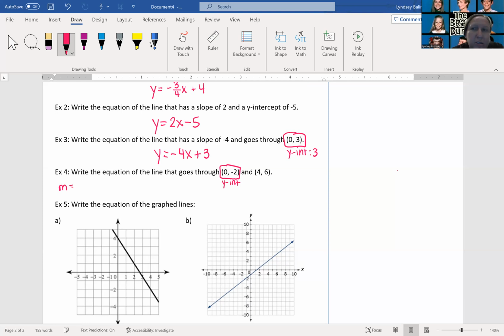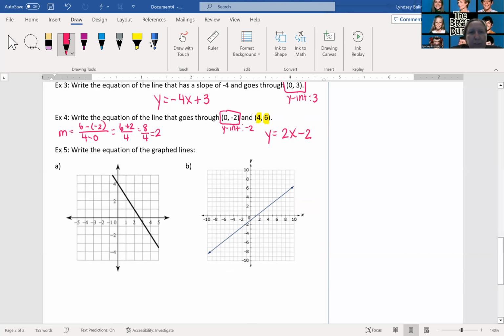In order to find the slope, we're going to do y minus y over x minus x. I think it's easier, maybe you disagree, but I'm going to do 6 minus -2. I started with this y, so I'm going to start with that x. So 6 minus -2 over 4 minus 0. This turns into 6 plus 2, so we get 8 over 4, which is 2. So now we know the slope is 2. We know the y-intercept is -2. So our equation is y equals 2x minus 2.